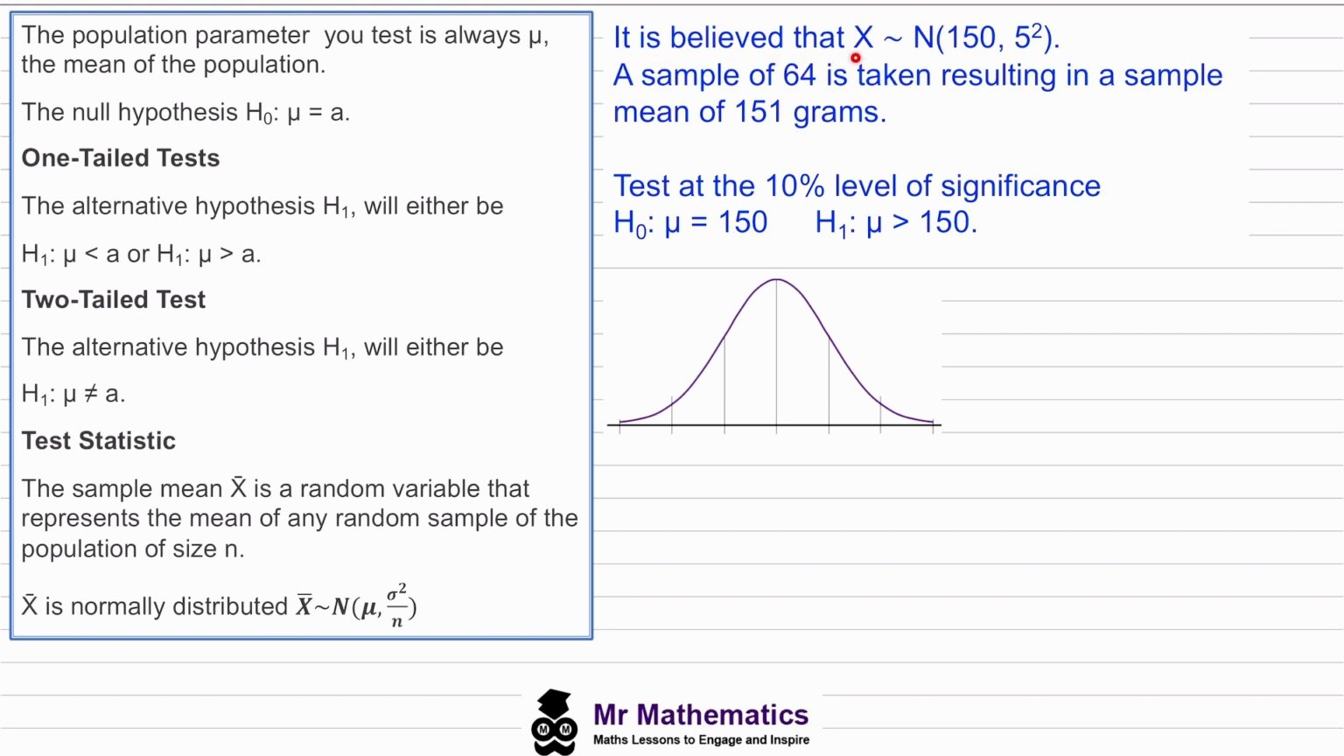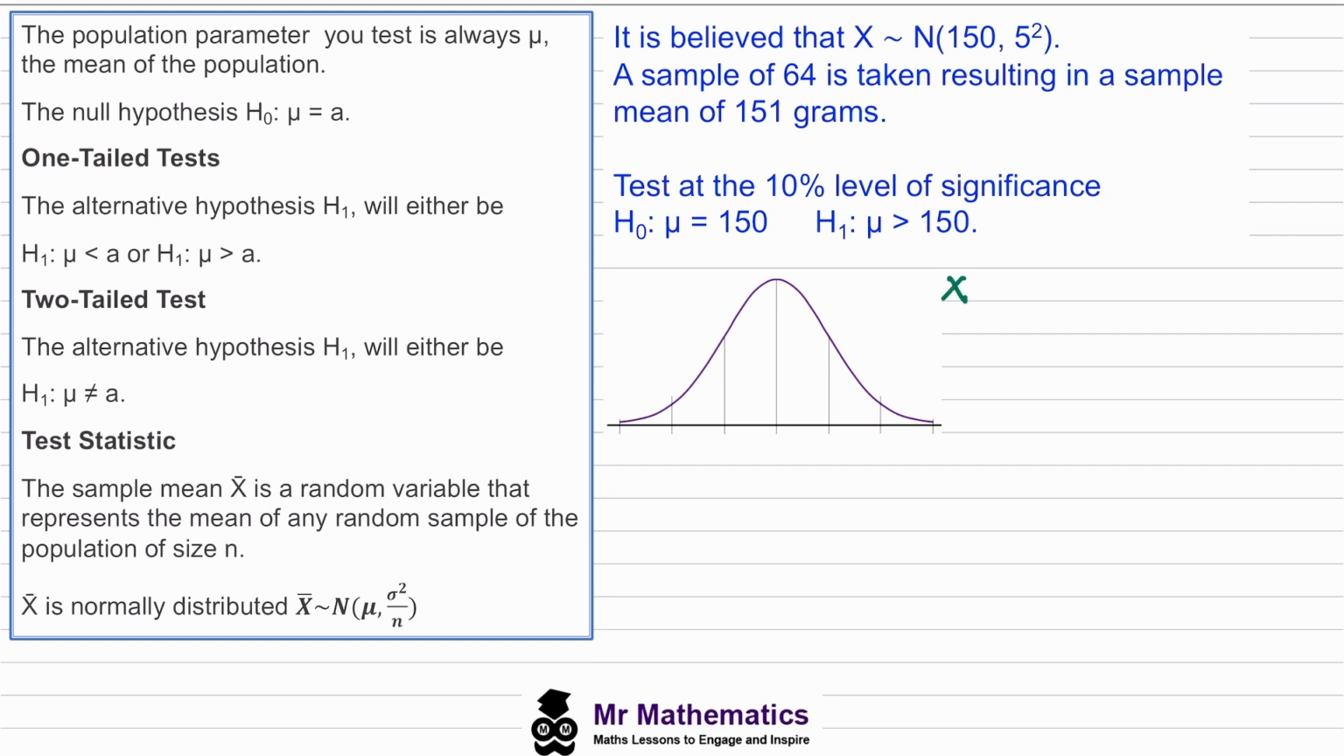It is believed that x is distributed normally, with a mean of 150 and a variance of 5 squared. A sample of 64 is taken, resulting in a sample mean of 151 grams. We've been asked to test, at the 10% level of significance, our null hypothesis that the mean is 150, against our alternative hypothesis that the mean is greater than 150. So because we're told our alternative hypothesis is that the mean is greater than 150, this will be a one-tailed test. So the first thing to do is to state our model for the sample mean.